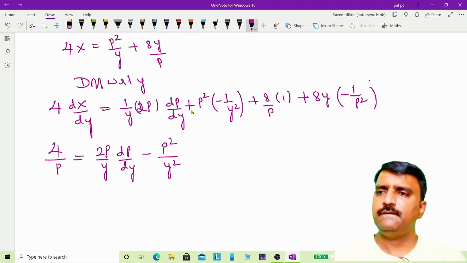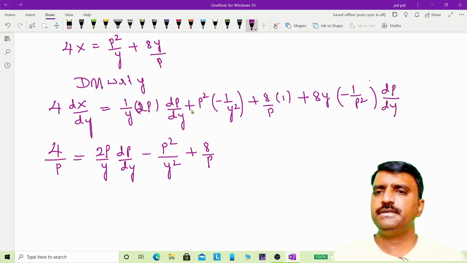plus 8 by p. You see, we forgot to write dp by dy here. This is because differentiation of p with respect to y is dp by dy. Differentiation of 1 by p is minus 1 by p square. Again, differentiation of p with respect to y is dp by dy. So it is 8 by p minus 8y by p square.